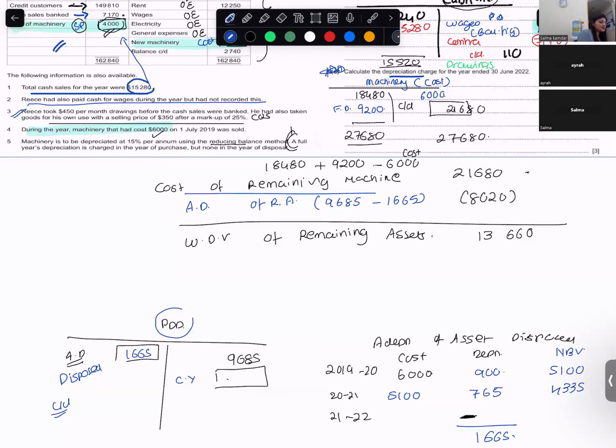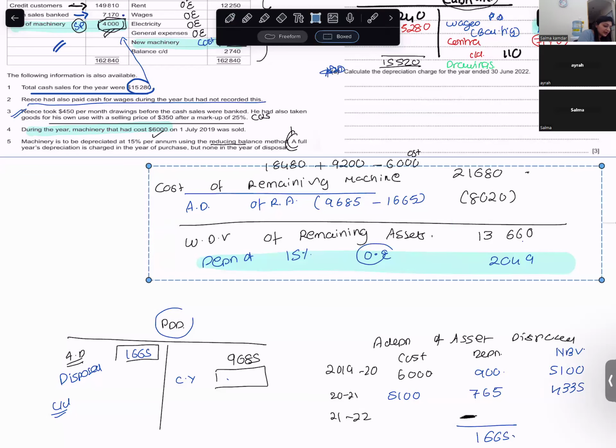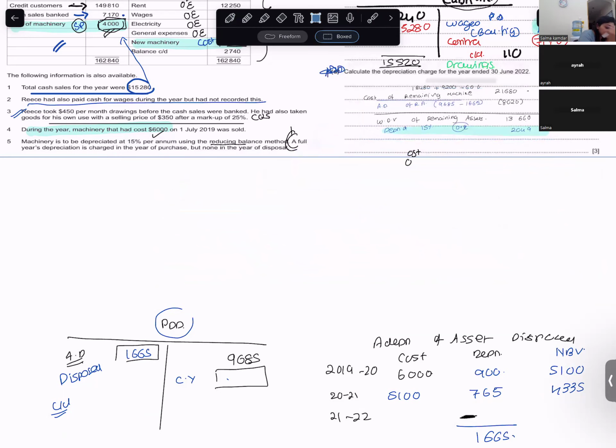You have to find depreciation of the current year. So depreciation of the current year is 15% of the written down value. It'll be 2049. So this 2049 will come in other expenses. So what is the depreciation charge for your current year? The depreciation charge for your current year is 2049. Are you with me?